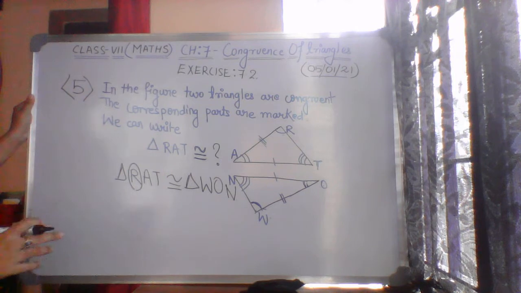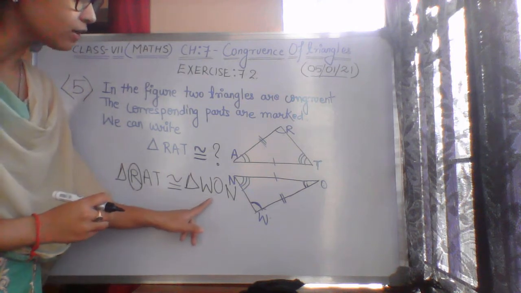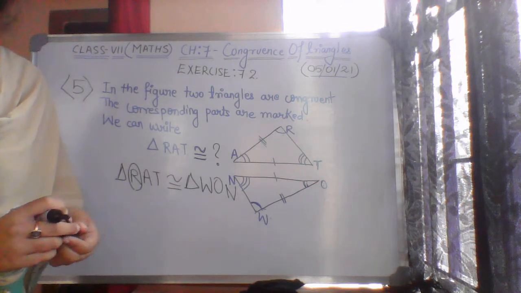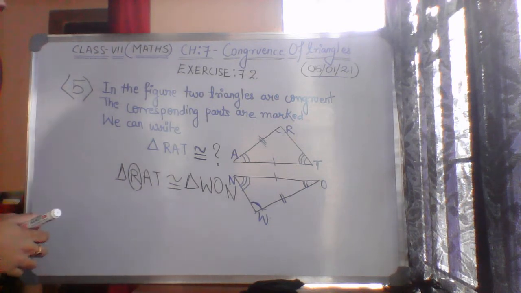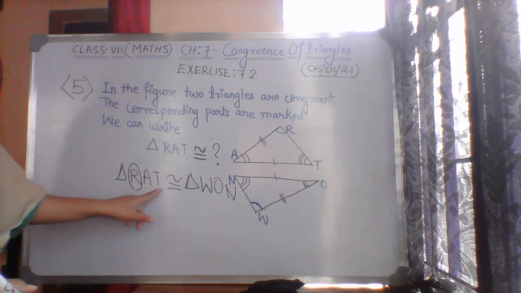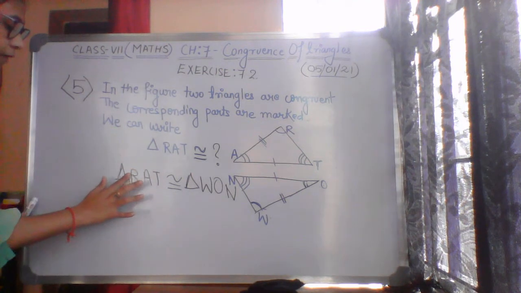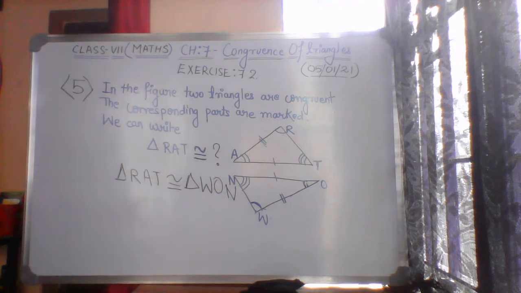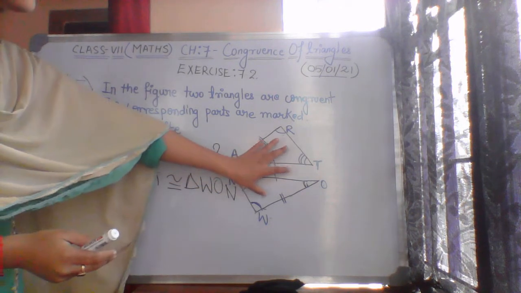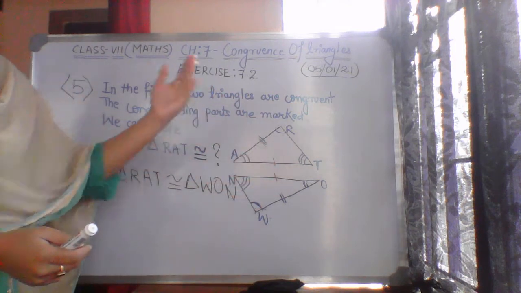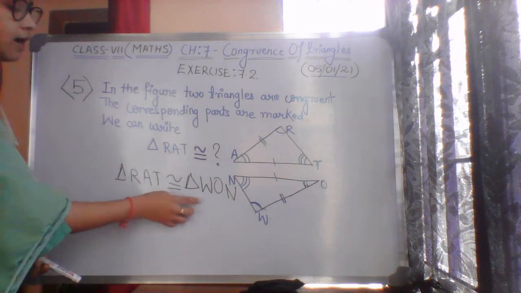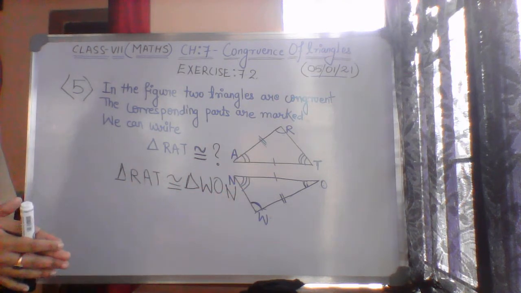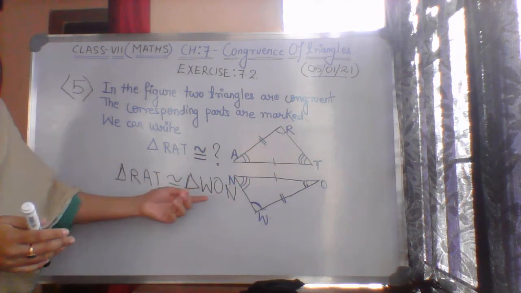Okay, so you have to maintain the order. I cannot write over here. So in this way, triangle RAT is congruent to triangle WON. When it is given that the two triangles are congruent, you can easily write what to write for the triangle, because you now know the corresponding parts. It is already shown, so it is easy to write.